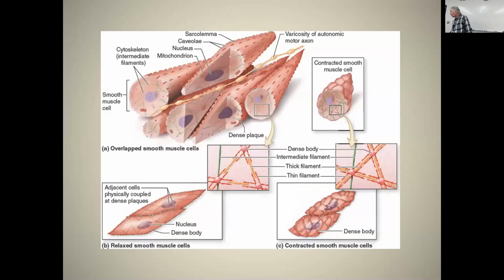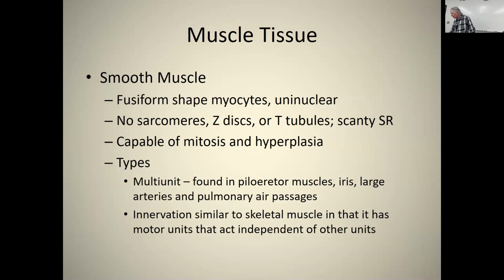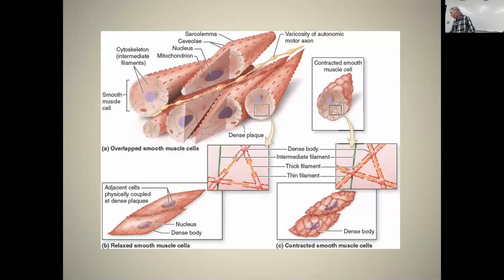Okay, here we go. So there's a form of what's called single unit smooth muscle. And that is, there's this motor axon with these varicosities coming by, where these varicosities just leak out neurotransmitter. There's no real synapses. It just leaks out and acts more like a paracrine than a neurotransmitter.